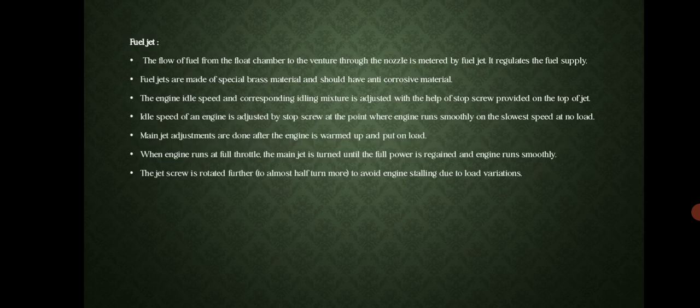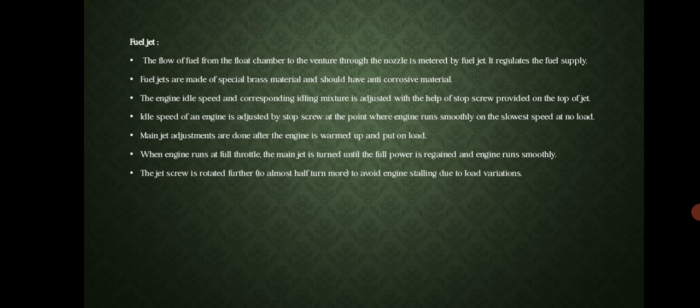Fuel jet. The flow of fuel from the float chamber to the venturi through the nozzle is metered by the fuel jet. It regulates the fuel supply. Fuel jets are made of special brass metal and should have an anti-corrosive function.